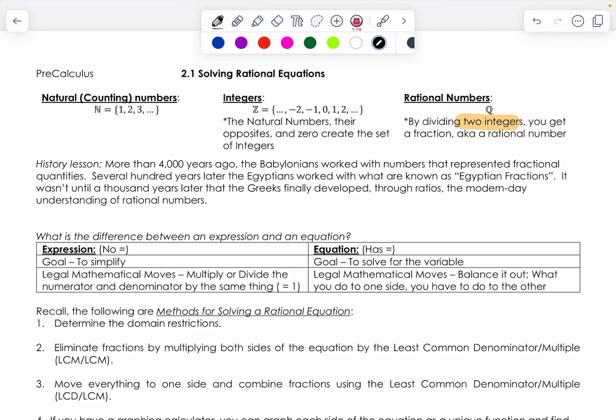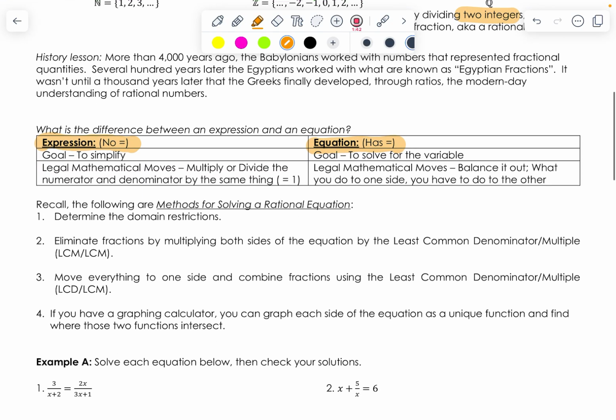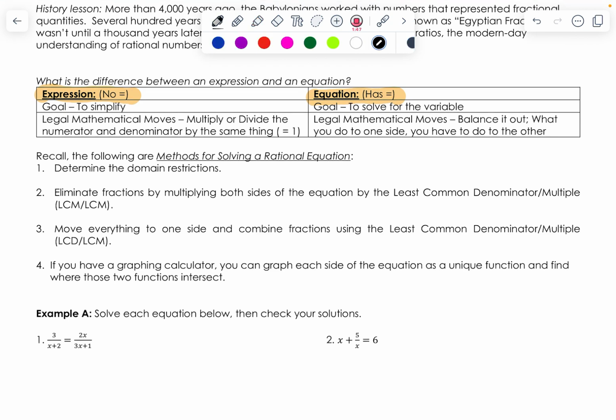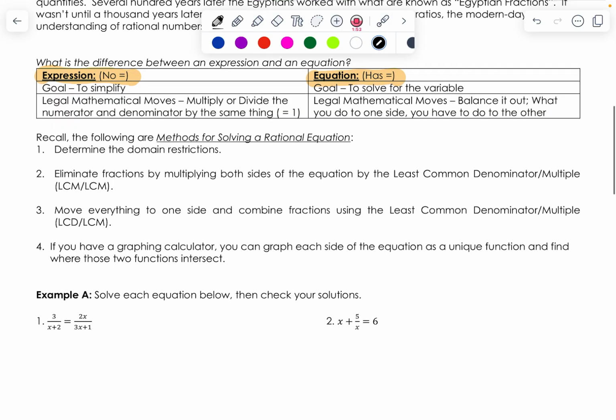So a real quick refresher here. An expression has no equal sign, and the goal is to simplify. A legal mathematical move is you can multiply or divide the numerator and denominator by the same thing. An equation has an equal sign, and the goal is to solve for the variable. Legal mathematical moves are balance it out. What you do to one side, you have to do to the other side. So this is really, really important. You understand the difference.